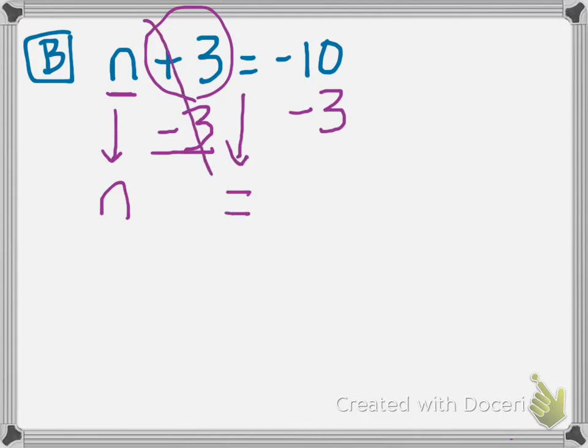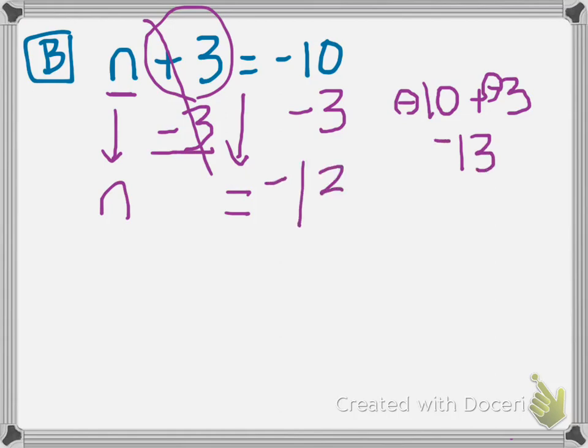Here's my equal sign. There's a big space right here. That's okay. -10 minus 3. Now, -10 minus 3 is the same as -10 plus a -3. Signs are the same. Find the sum. Keep the sign. -13. So my final answer, N equals -13.